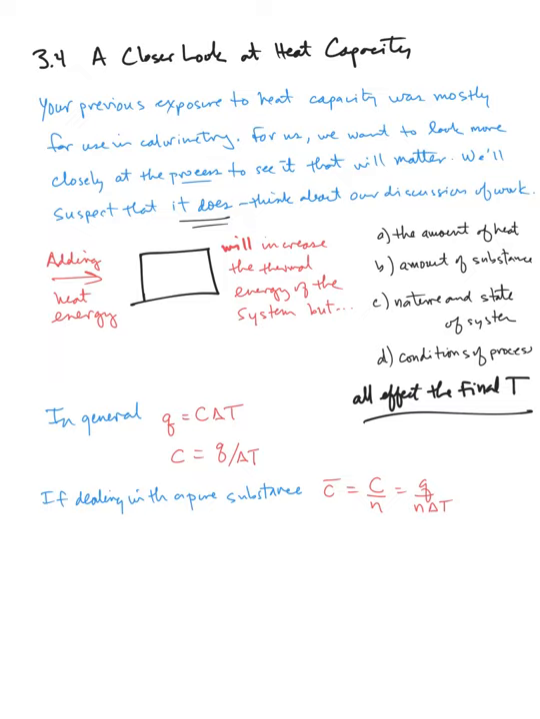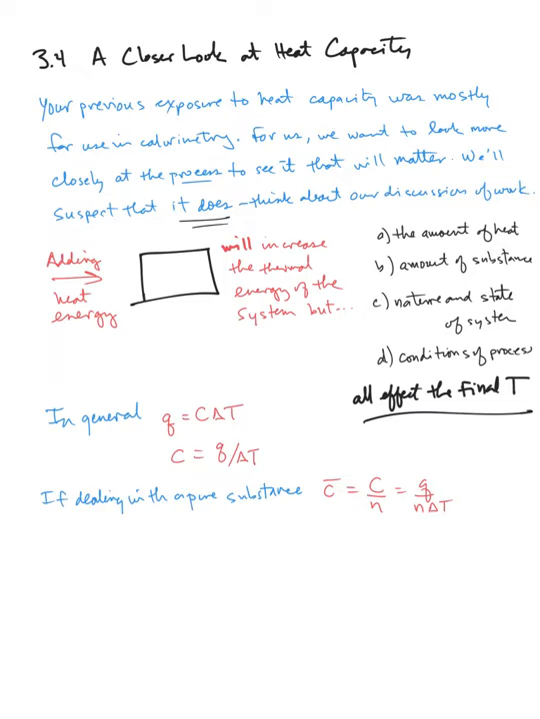In the lab, we mostly use heat capacity to look at, let's say, the delta H of a reaction, because you would measure how warm or cold the water got, and then you would do some math to figure out how much energy the reaction gave off or took in. Here in PChem, we want to look more closely at the process to see how it will matter.